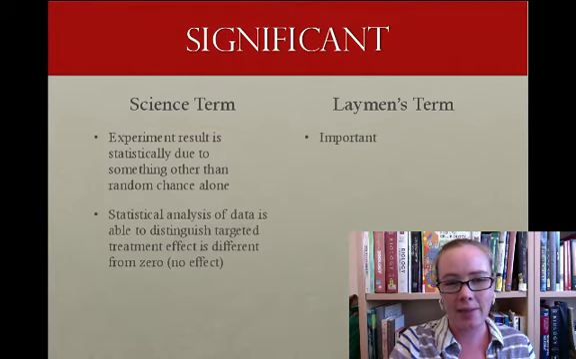This term significant is another term that really gets misused in layman's terms. In science, we only use the word significant when we mean statistically significant, as in we know that it did not happen from random chance alone, that it was, say, 95% likelihood that we rejected our null hypothesis. In layman's terms, the word significant basically just means something important.